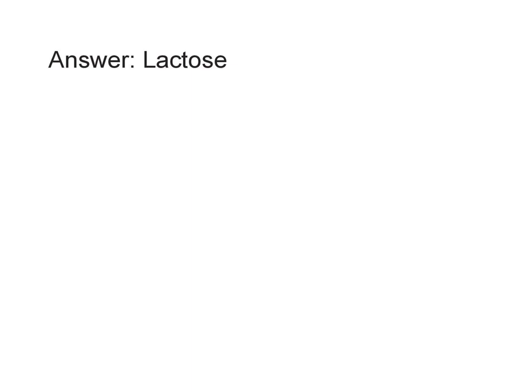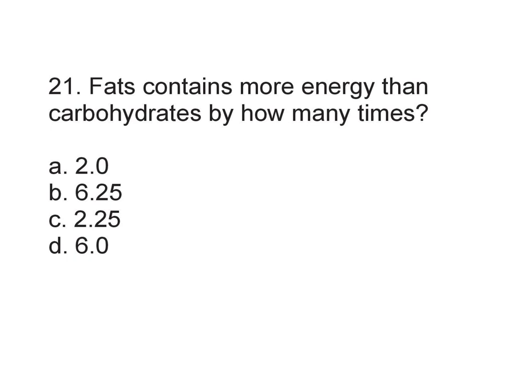Number 21. Fats contain more energy than carbohydrates by how many times? A. 2.0, B. 6.25, C. 2.25, or D. 6.0. The answer is 2.25.